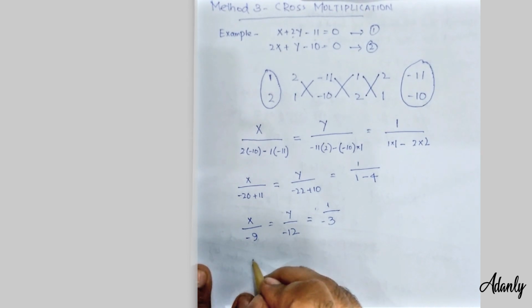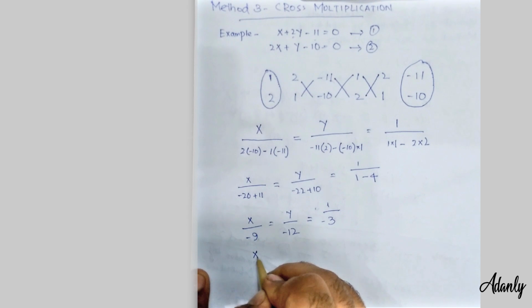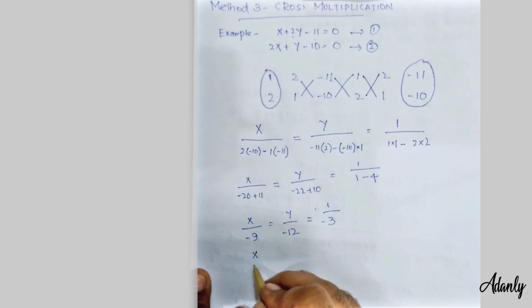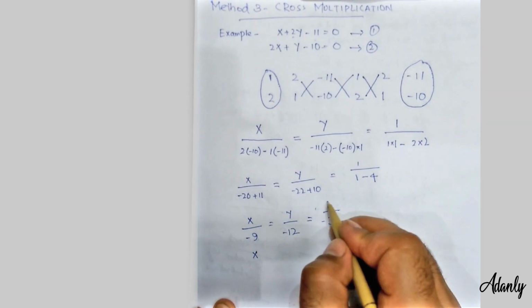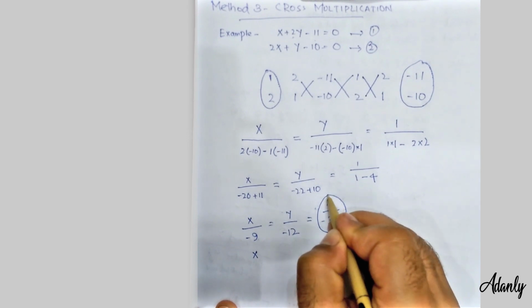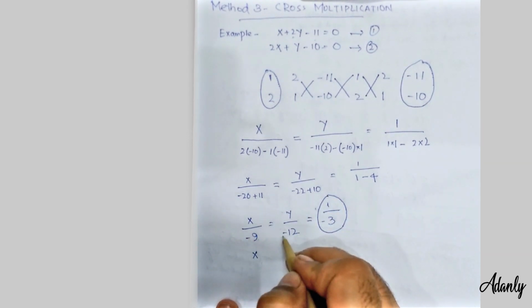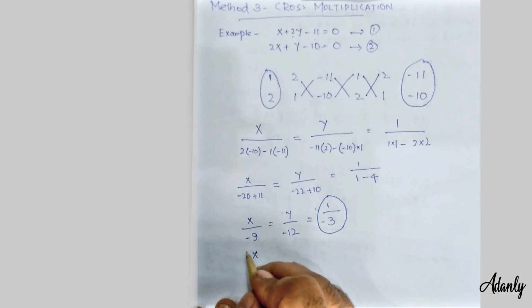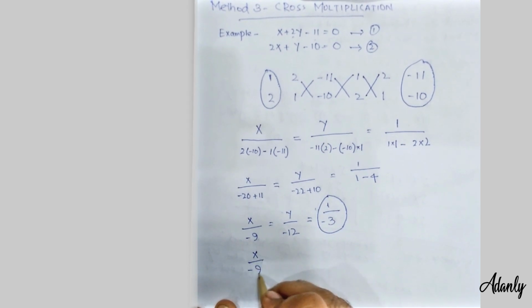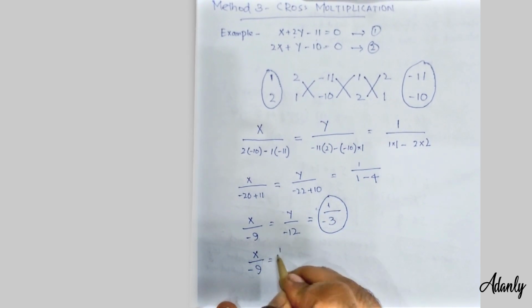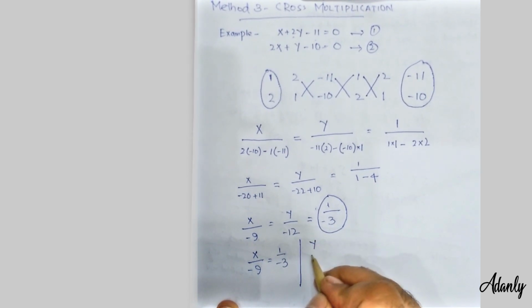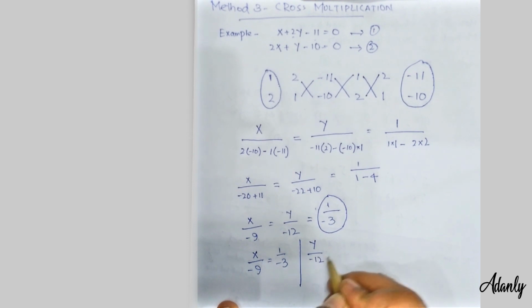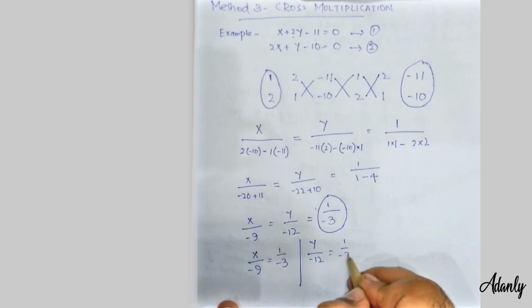Remember that this 1 divided by minus 3 is for both x divided by minus 9 and y divided by minus 12. So we can write this as x divided by minus 9 equals 1 divided by minus 3, and we can have y divided by minus 12 equals 1 divided by minus 3.